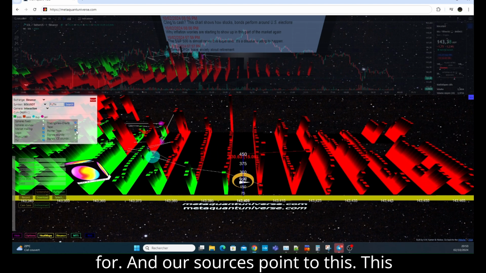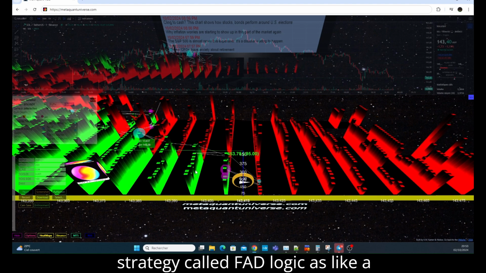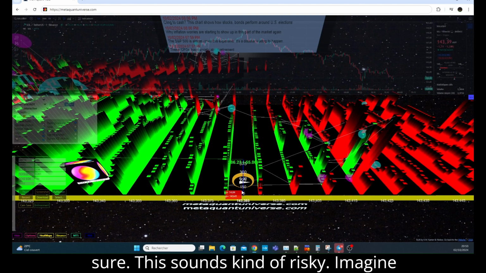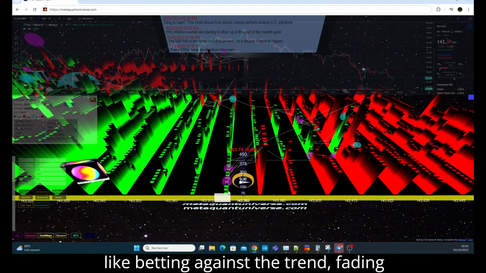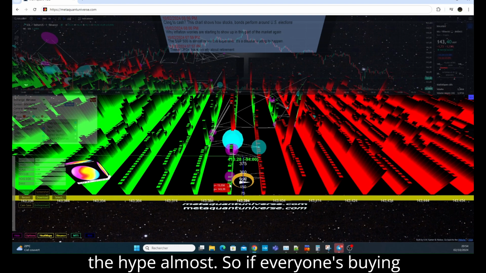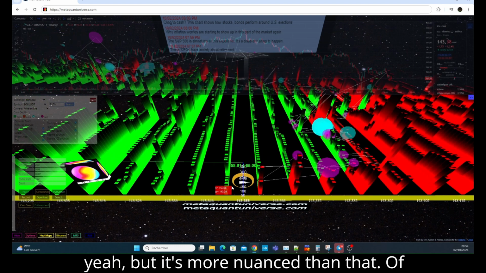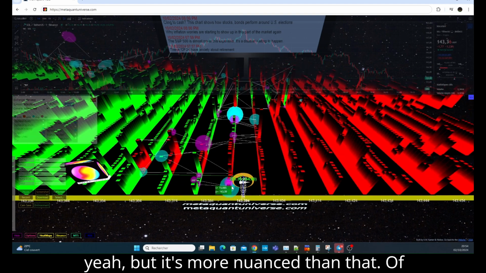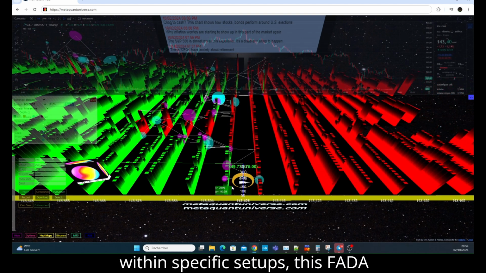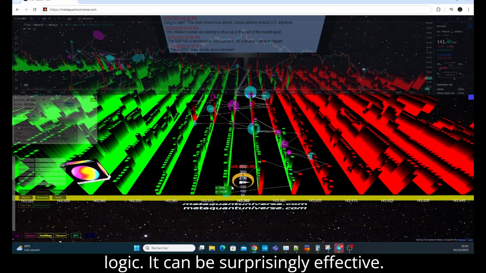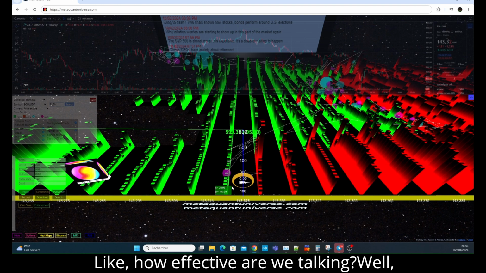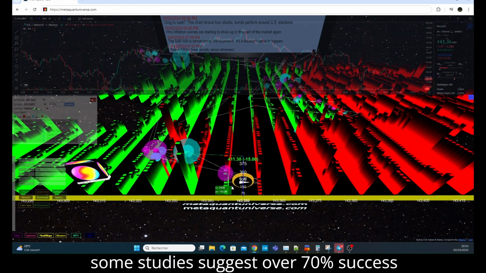And our sources point to this strategy called FADE logic as a core principle. It's counterintuitive for sure. It sounds kind of risky. Imagine betting against the trend, fading the hype almost. So if everyone's buying, these algorithms are selling. In a way, yeah, but it's more nuanced than that, of course. Our sources indicate that within specific setups, this FADE logic can be surprisingly effective. Like, how effective are we talking? Well, some studies suggest over 70% success rates.